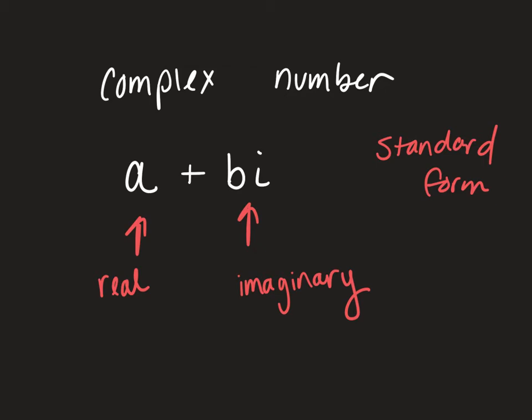Do an example of this, it would look like something like 3 plus 2i would be a complex number. That's all it looks like.